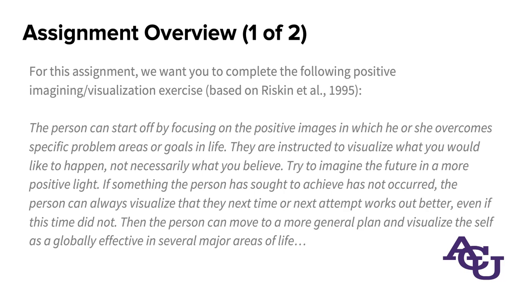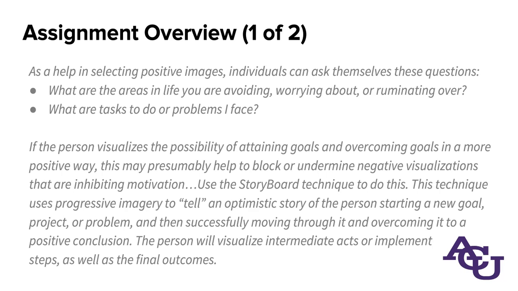Then the person can move to a more general plan and visualize the self as globally effective in several major areas of life. As a help in selecting positive images, individuals can ask themselves these questions. What are the areas in life you are avoiding, worrying about, or ruminating over? And what are tasks to do or problems I face? If the person visualizes the possibility of attaining goals and overcoming problems in a more positive way, this may presumably help to block or undermine negative visualizations that are inhibiting motivation.